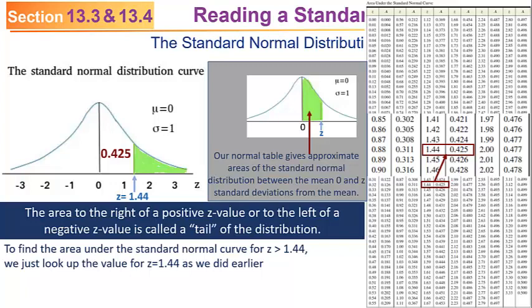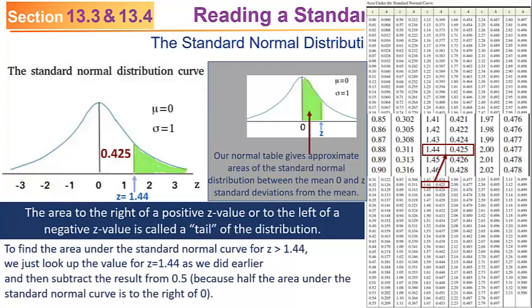Here's where the symmetry comes in. We learned that the graph is symmetric, so half the area is to the right of 0. So all you need to do is take that 0.425, subtract it from 1/2, and whatever's left is the area to the right. Easy enough. The area is 1/2 from 0 all the way to the right. You accounted for 0.425 of it between 0 and z, so the rest of it, which you get by subtraction, is the area that you're looking for.